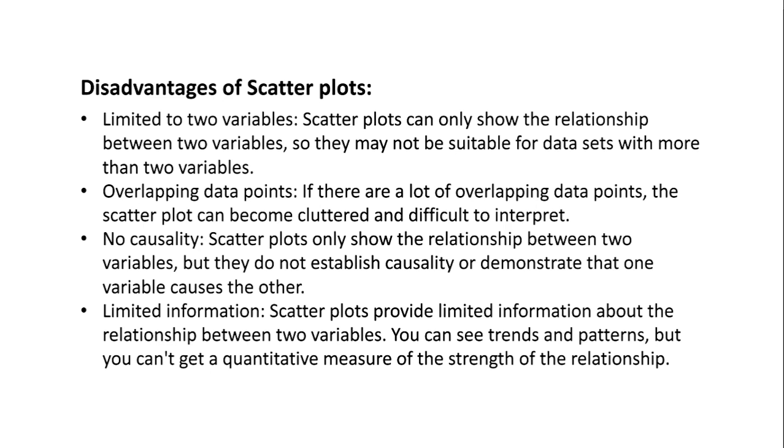Limited to two variables. Scatter plots can only show the relationship between two variables, so they may not be suitable for data sets with more than two variables. Overlapping data points. If there are a lot of overlapping data points, the scatter plot can become cluttered and difficult to interpret. No causality. Scatter plots only show the relationship between two variables, but they do not establish causality or demonstrate that one variable causes the other.